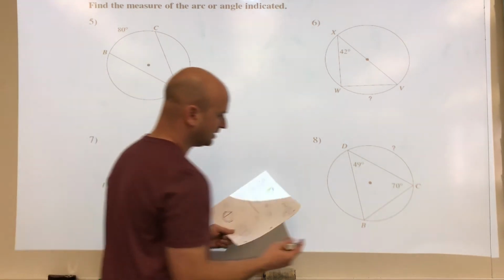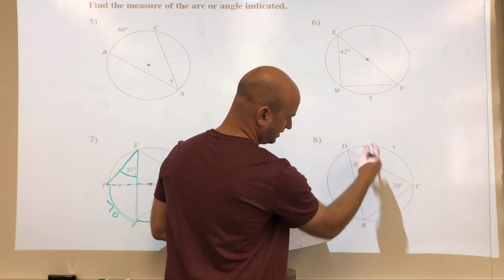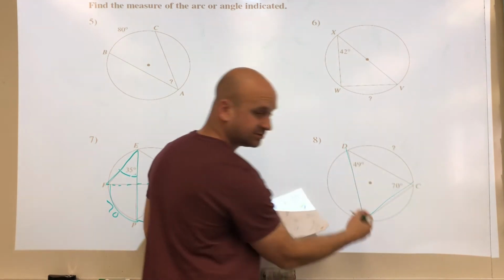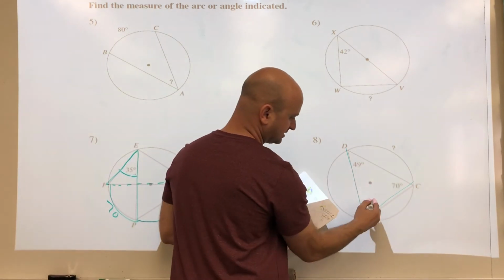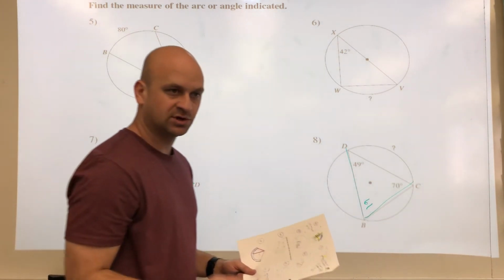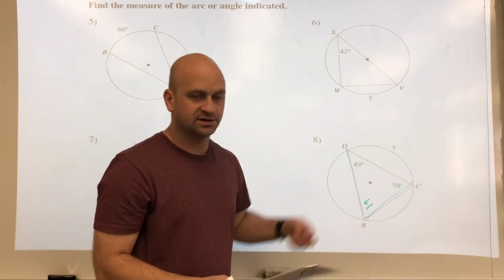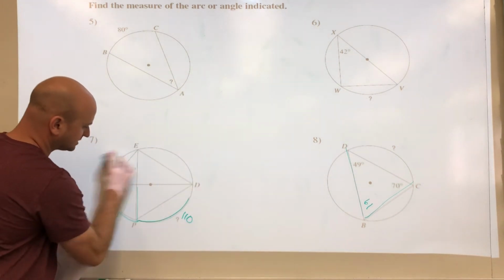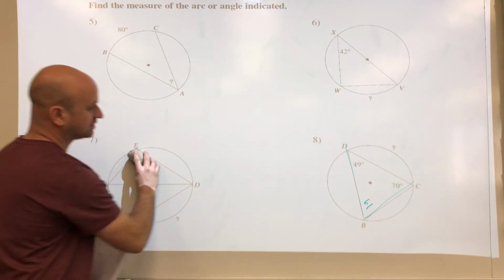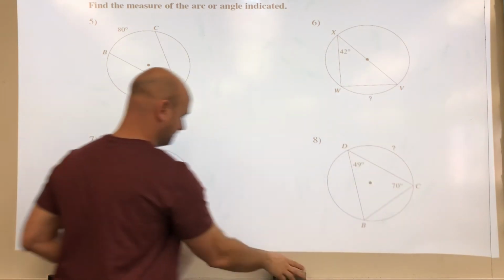Coming over this way, they want this part here. Well, this is formed by this angle. And given that we have 2 angles of the triangle, we add these up and subtract from 180, we get 61, and then double it to get an arc of 122 degrees. So those are some simple arc and inscribed angle questions.